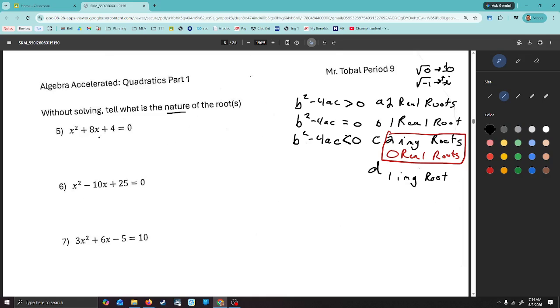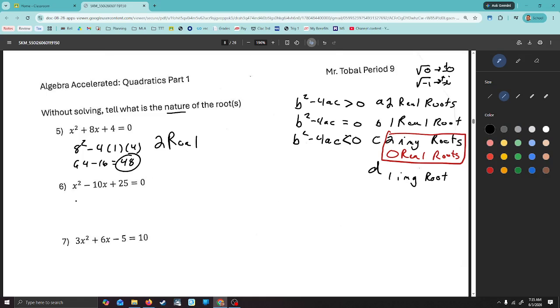Anyway, we have here, I just got to do b squared minus 4ac. So 8 squared minus 4 times 1 times 4. 64 minus 16 equals, I really don't care. Like, I know it's 48, but I don't really care. I'm just looking at this as positive. So 2 real roots.